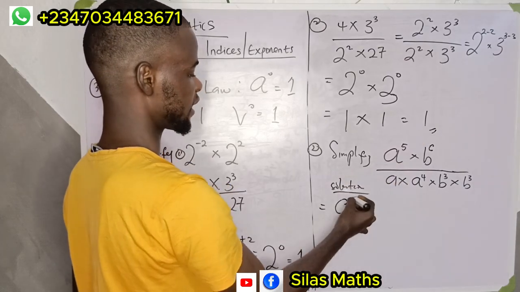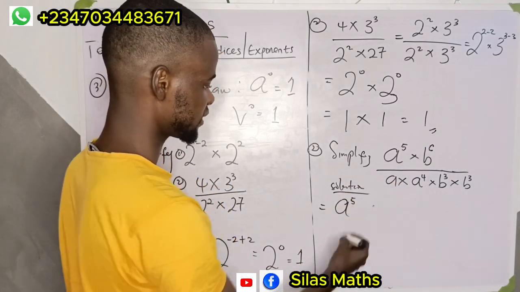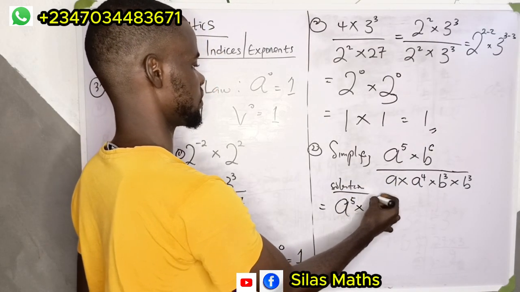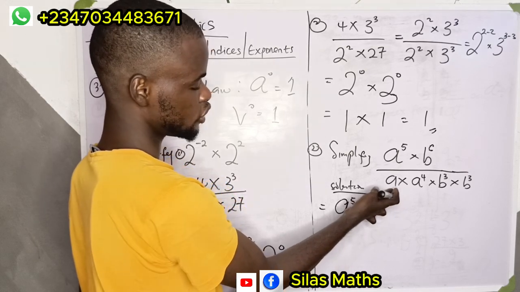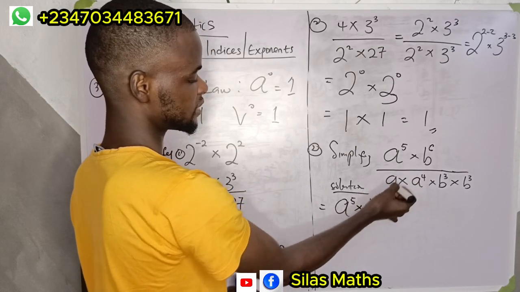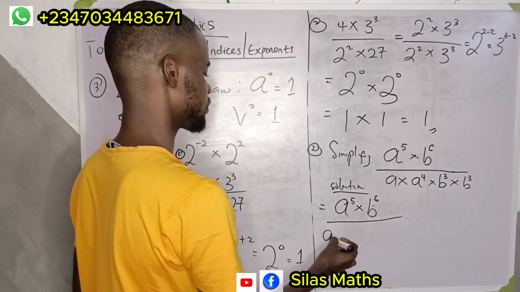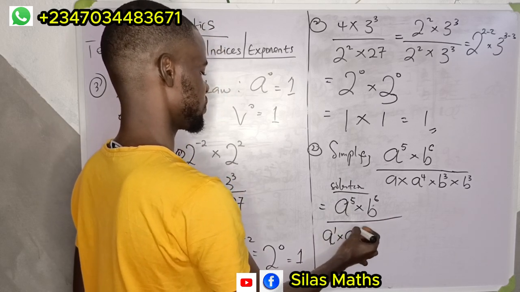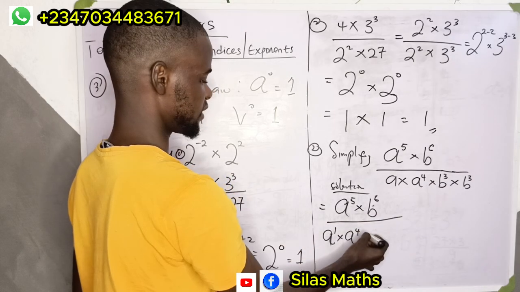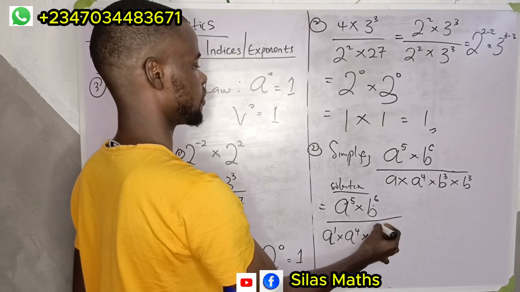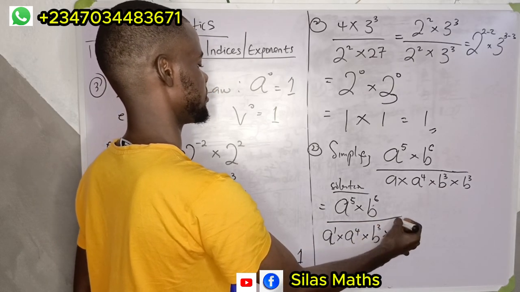I have for the numerator a to the power of 5 times b to the power of 6. Now this denominator is the same thing as a to the power of 1. Let's write it like this: a to the power of 1 times a to the power of 4, times b to the power of 3 times b to the power of 3.